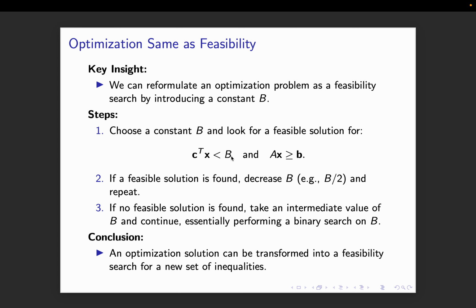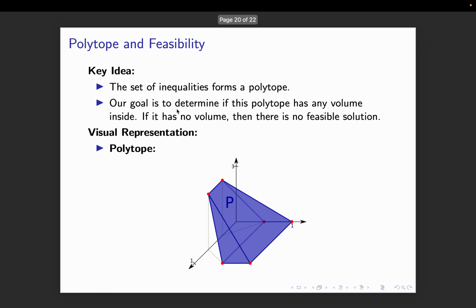Basically, all I'm doing is a binary search on B, trying to find a feasible solution again and again. And the hope is that after a point in time, I will absolutely nail the exact constant B and the exact x for the feasibility one. So the optimization problem can be transformed into a feasibility search for a new set of inequalities. That's the key idea. So let's say the set of inequalities forms a polytope.